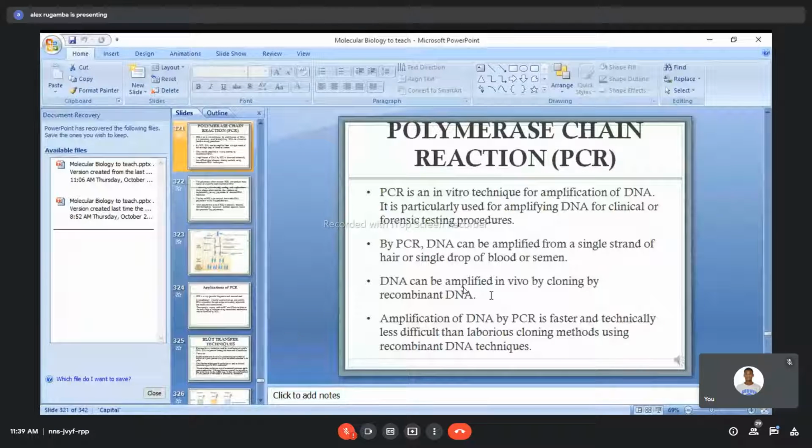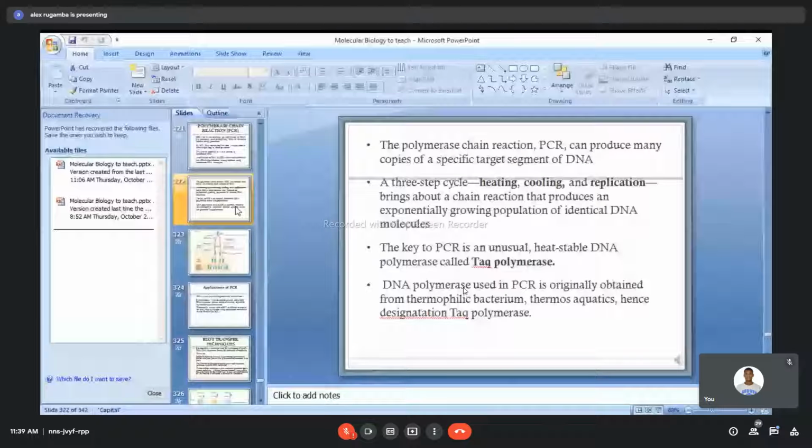So PCR DNA can be amplified from a single strand, as I said, but DNA can also be amplified in vitro by cloning or recombinant DNA. Amplification of DNA by PCR is faster and technically less difficult than the cloning method using a recombinant DNA technique. I will give you homework about the combination. The polymerase chain reaction, PCR, can produce many copies of a specific target segment of DNA. I think I told you about this.